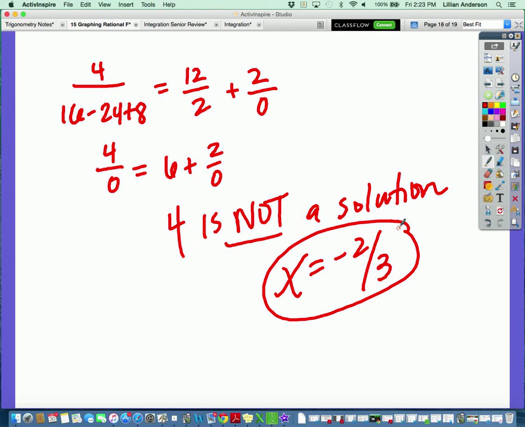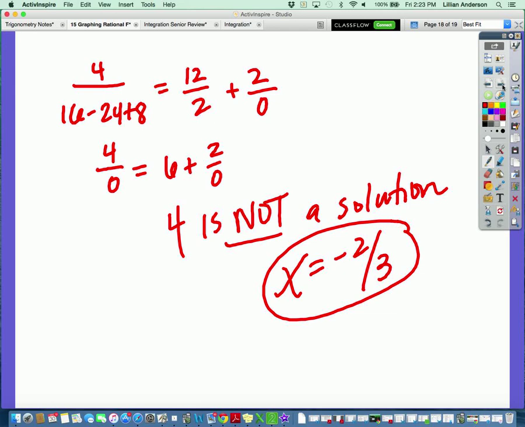Yes. So there could be a slight chance that negative 2/3 wouldn't work. True. There will be a time where both might not work. Correct. Exactly. There will be a time when both of them might not work, so you always want to check both of them. Like I said, this one does work. Trust me. Okay?